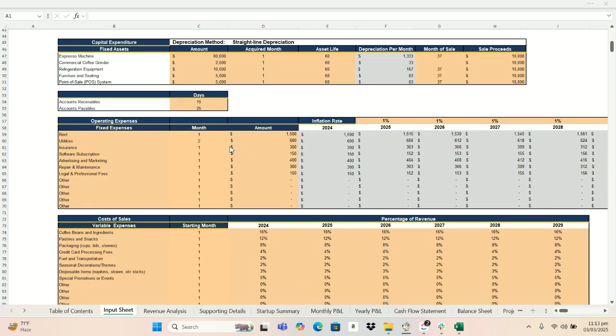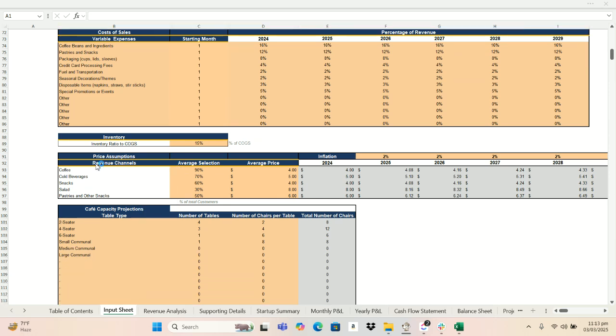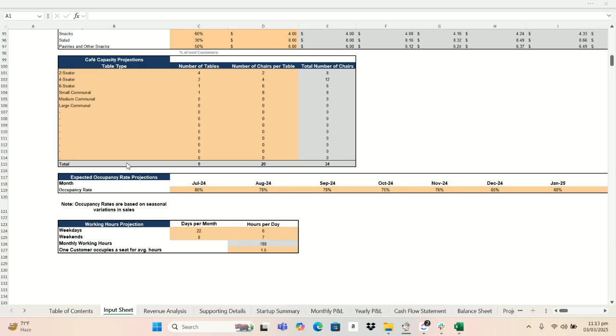Then we have operating expenses, cost of sales, our inventory ratio to cost of goods sold, which is 15%. Then we have price assumptions. Over here we have café capacity projection. Then we have expected occupancy rate projections. Then we have working hours projection.